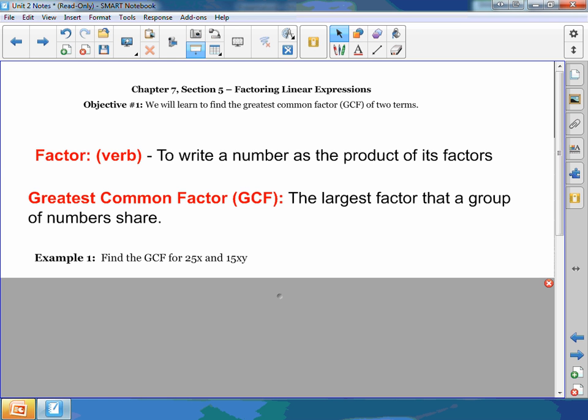You are all aware of what the greatest common factor means, but this will come into play here when we talk about factoring these linear expressions.